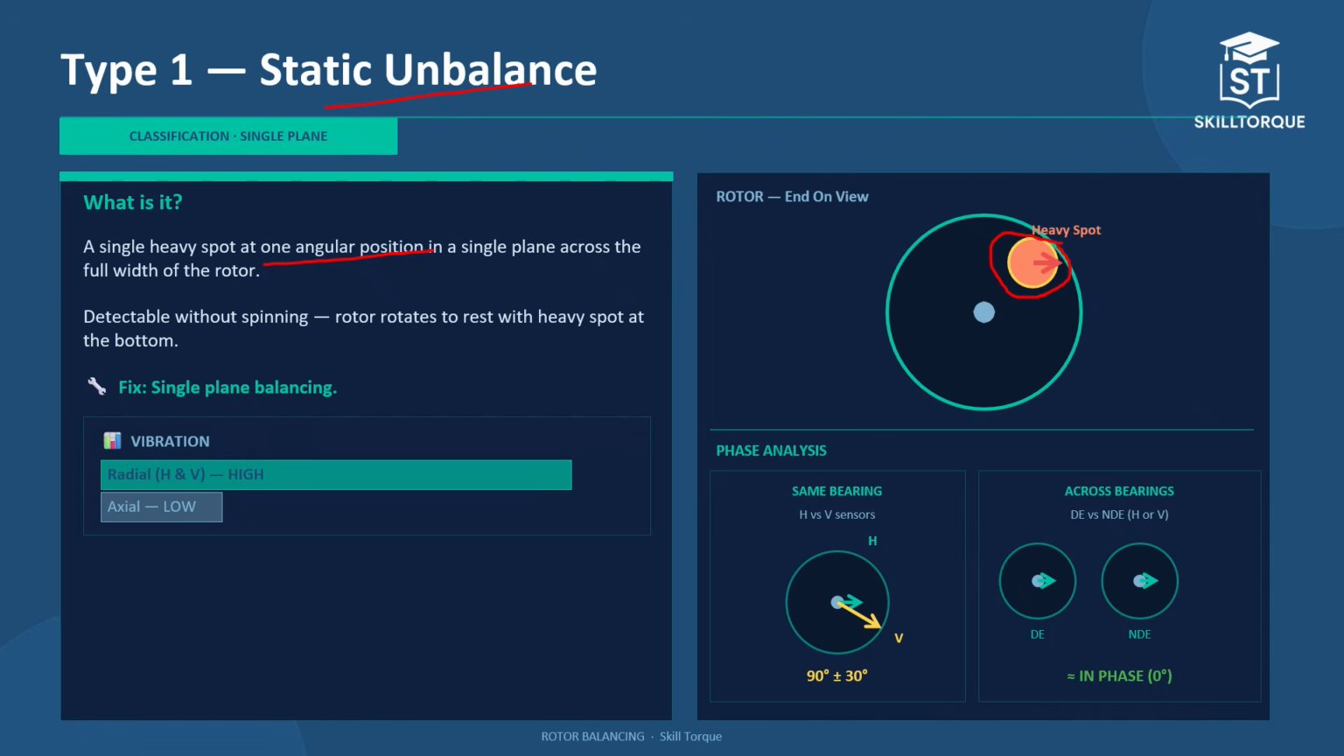So in the vibration, what you will see here is a dominant 1x in both radial directions. Okay, what are the radial directions? Horizontal and vertical directions are known as the radial directions. Okay, so the phase readings at each bearing are in phase.